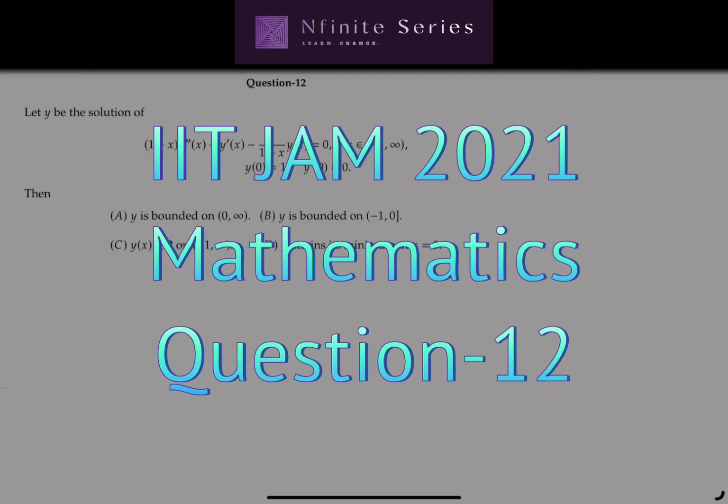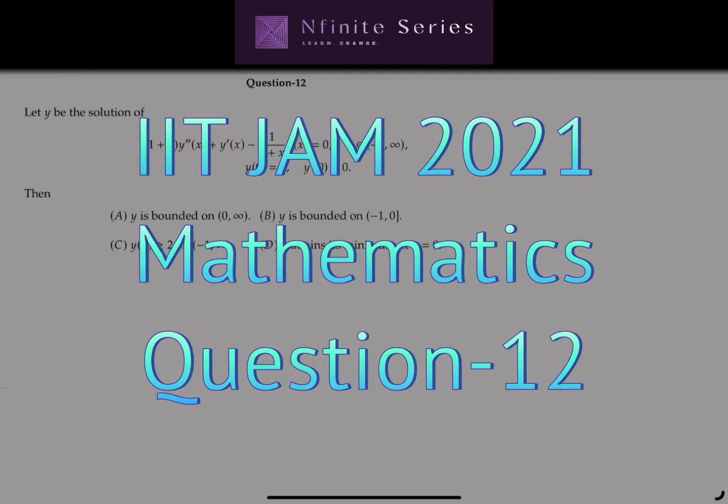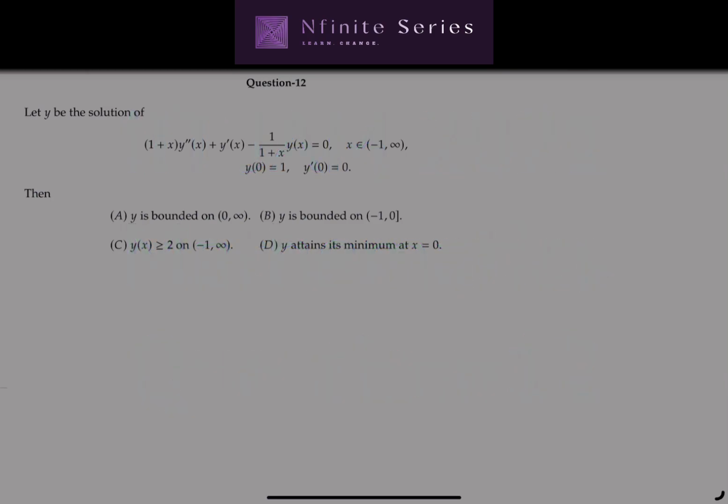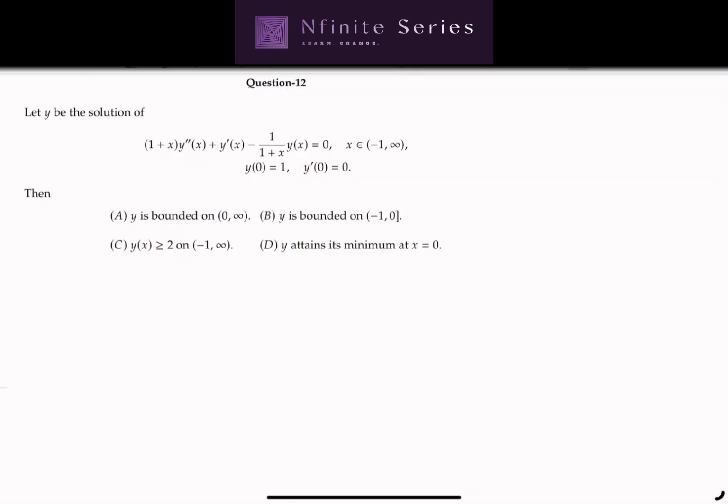Hi, in this video we solve question number 12 of IIT JAM 2021 mathematics paper. We are given a second order differential equation with initial conditions. There are 4 options out of which only one is the correct answer. The options are about the behavior of the solution to the differential equation.